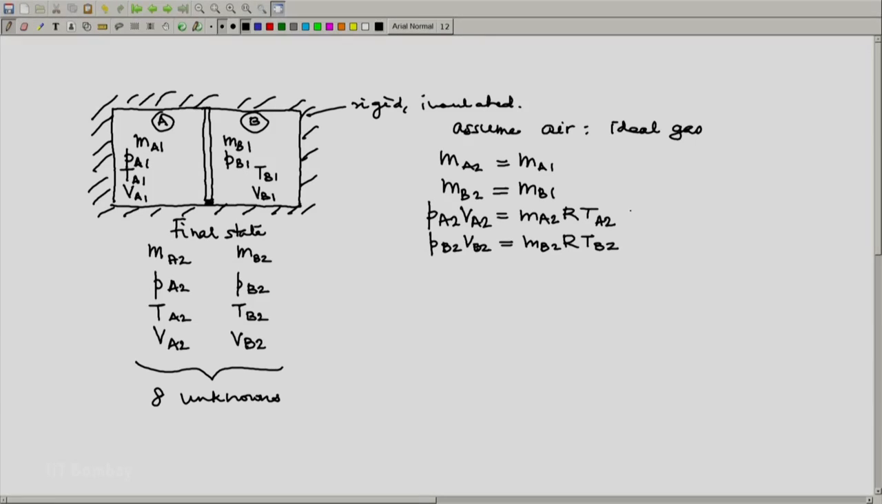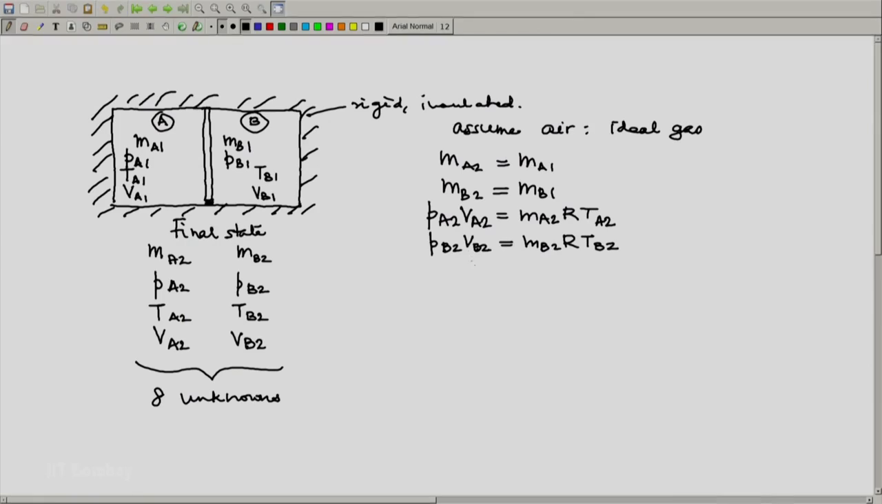2 more equations. Then we are given that the piston is frictionless. Since it is frictionless, the pressures on either side would become equal when it finally reaches its stable position. So that means we have one equation which says PA2 is equal to PB2.